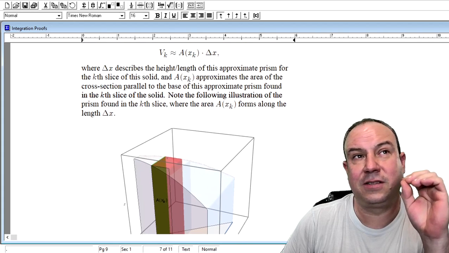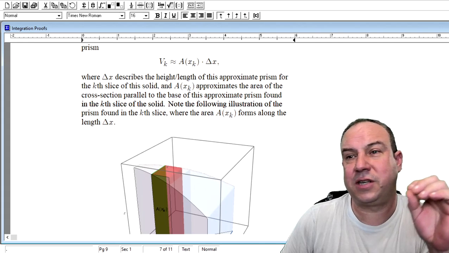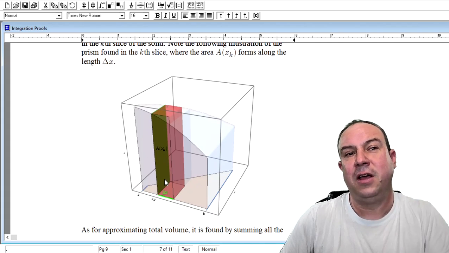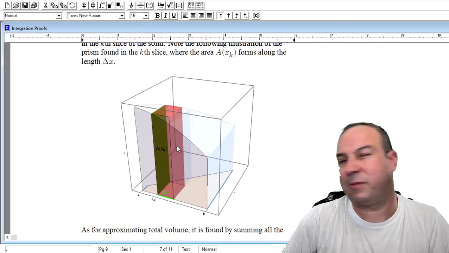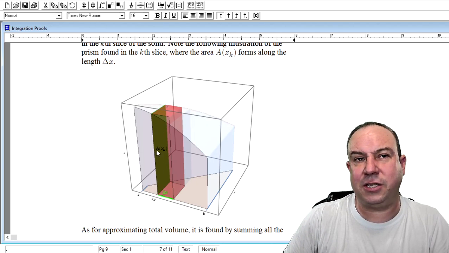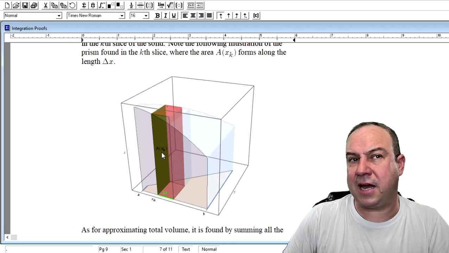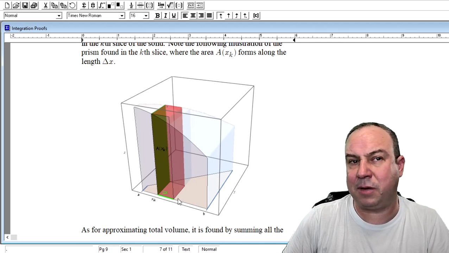All right, actually, here it is. Yeah, here's my illustration I was trying to explain above. We're just looking at the kth slice. I'm really looking at the second one in my illustration. But it's this cross-section whose area we know, because that's part of the setup, at x sub k. X sub k is this observed value of x in the kth subinterval.